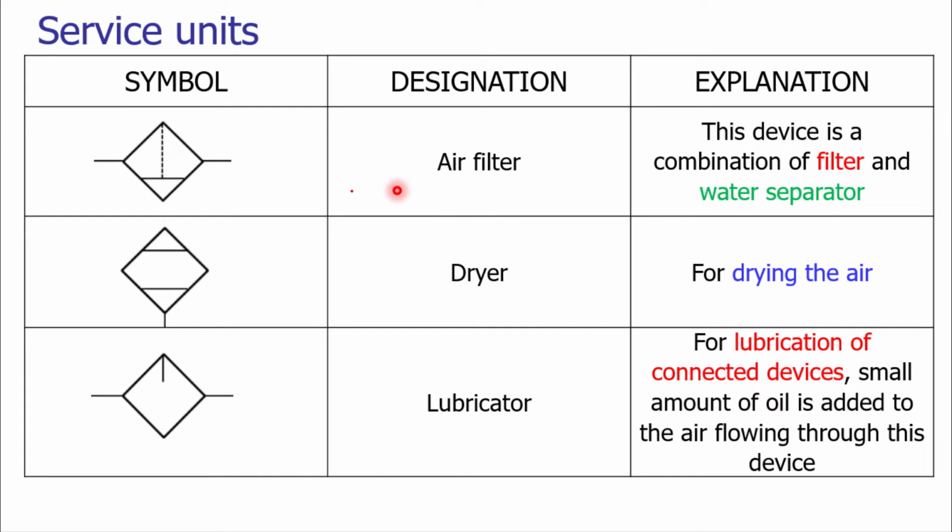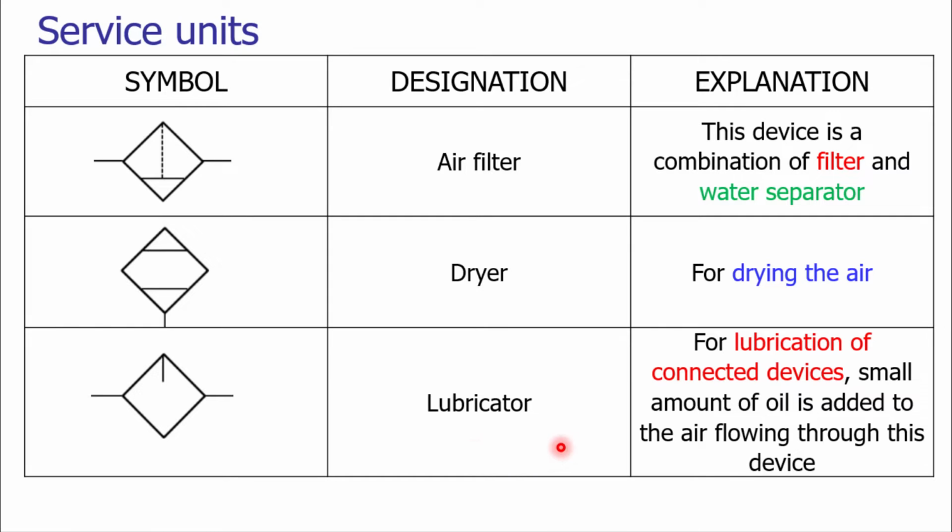The air filter has been shown in this way. We have already discussed the representation of the air filter in our previous class, when we saw the meaning of the service unit. The dryer has been shown by using this symbol.